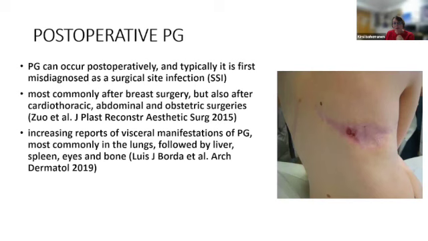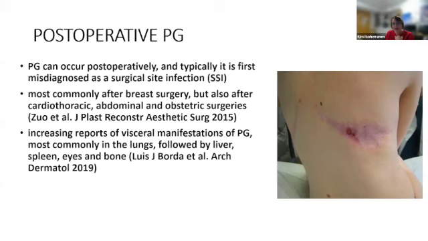Post-operative Pyoderma gangrenosum often also is misdiagnosed. The diagnosis is delayed, as it is typically first thought that this is a surgical site infection, but the wounds do not get healed by antibiotics and revisions. It is most common after breast surgery, but also after other kinds of surgery, and there might be some reports of visceral manifestations as well.